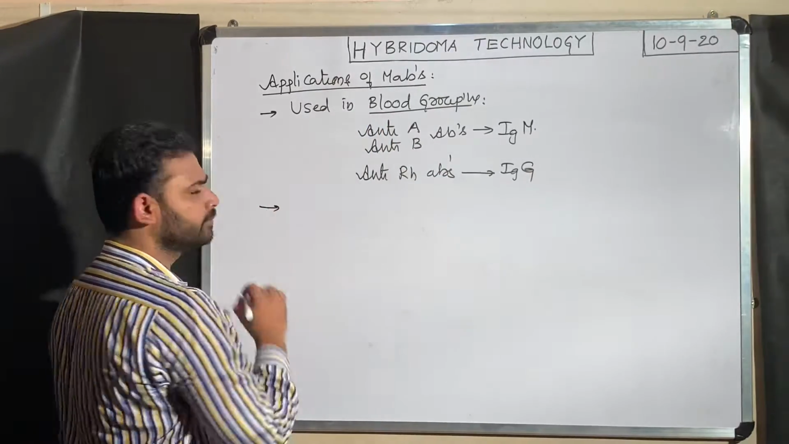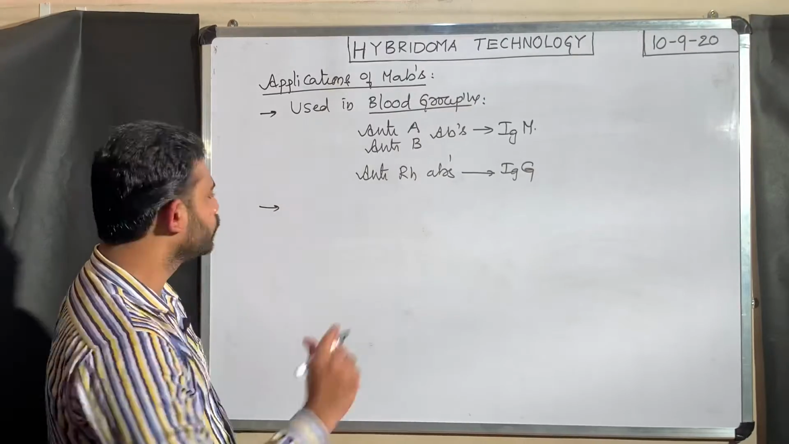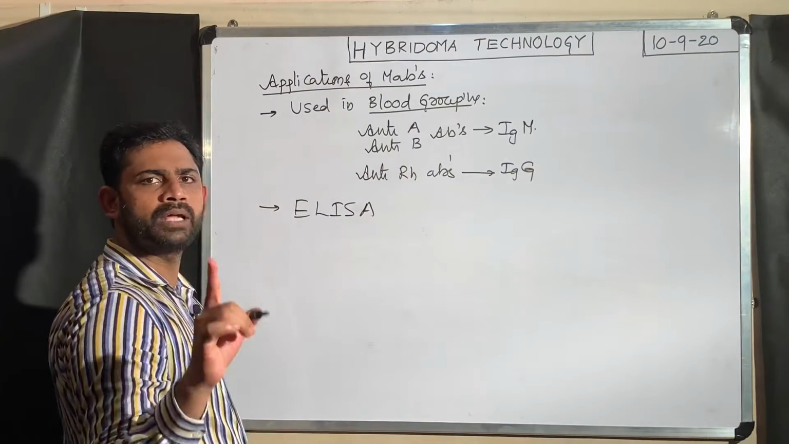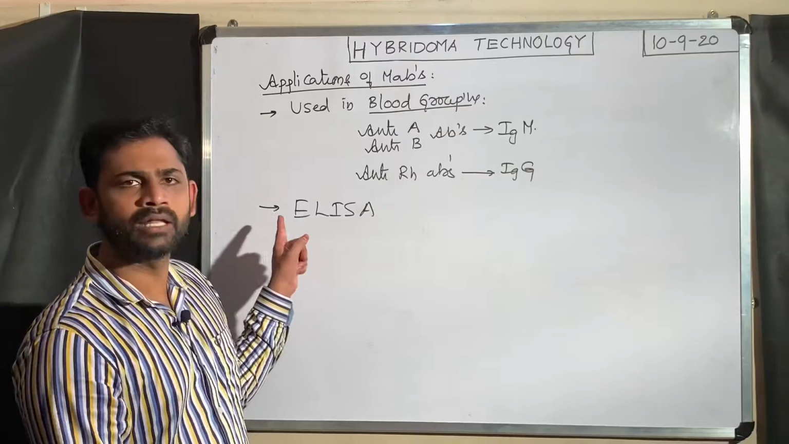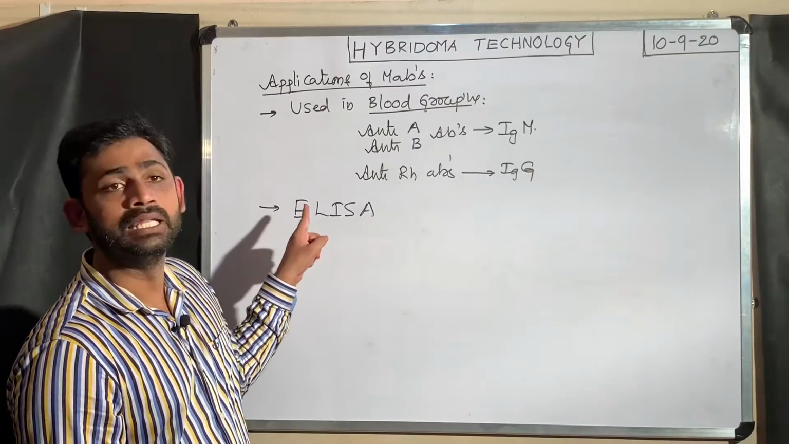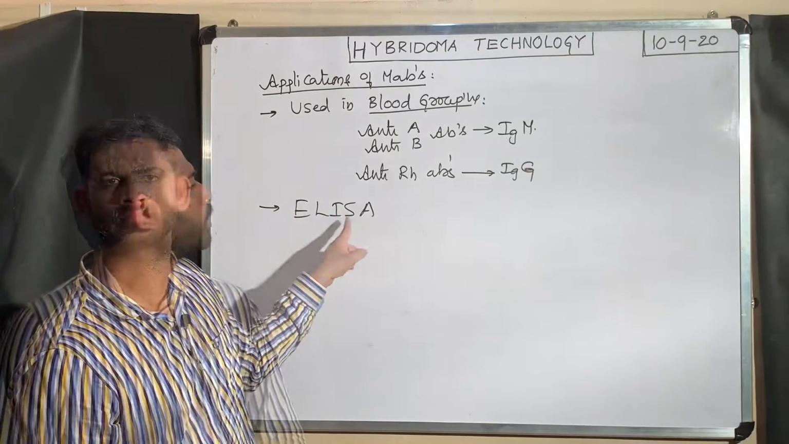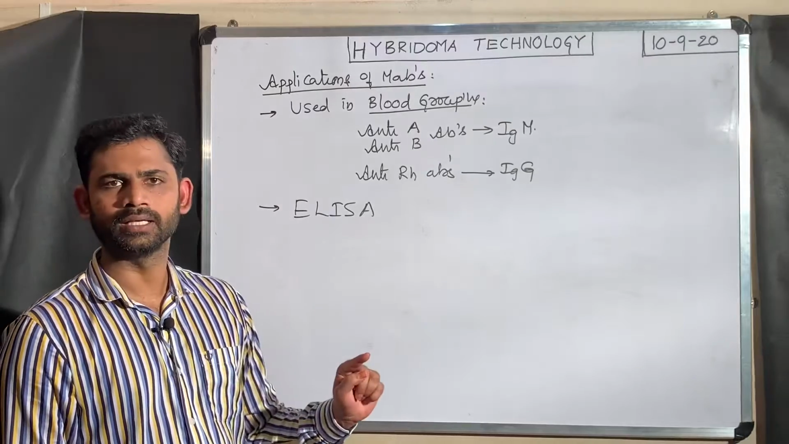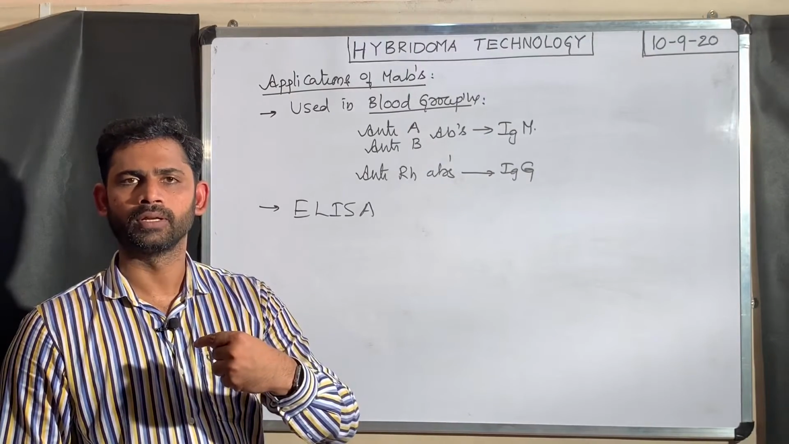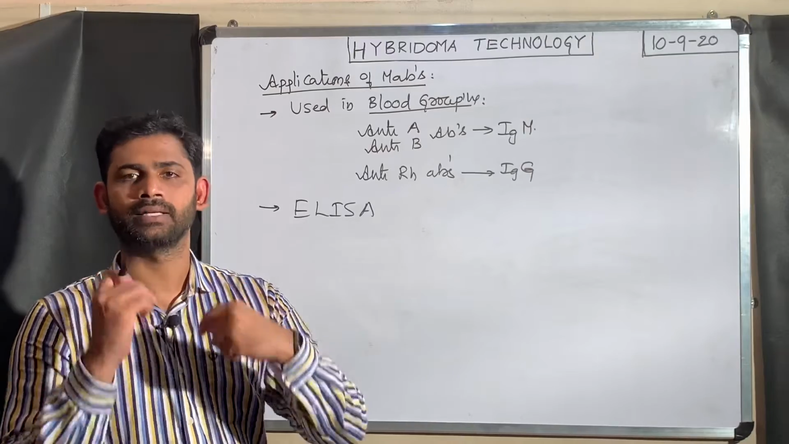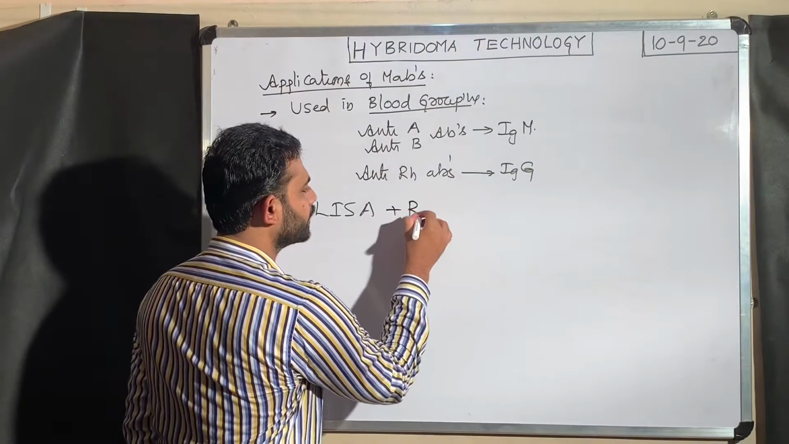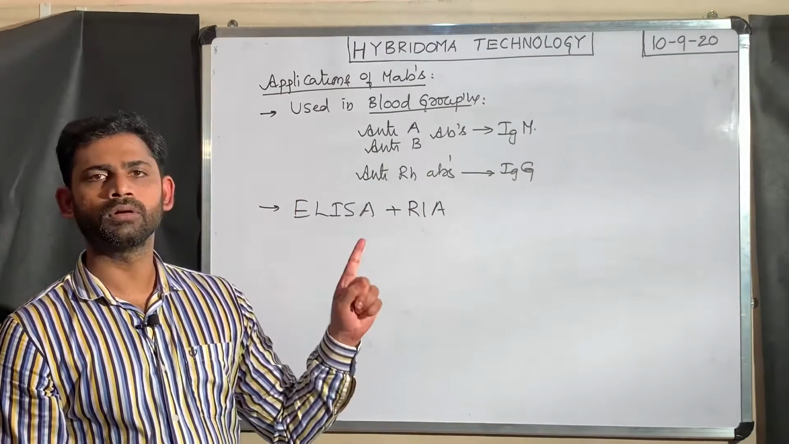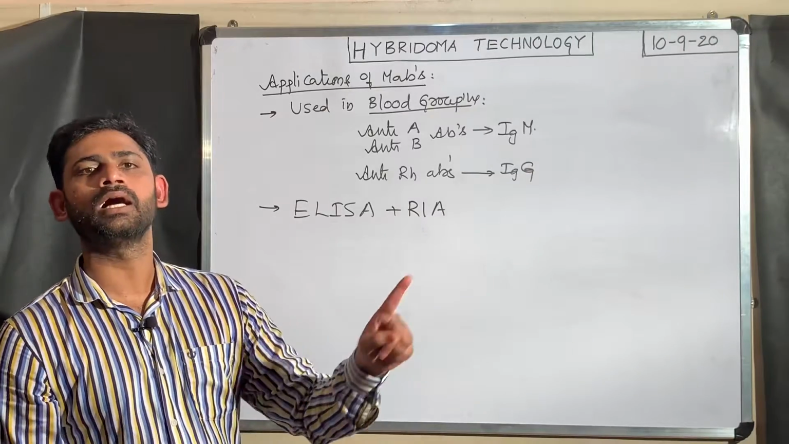The next one is that these monoclonal antibodies are used in techniques. ELISA is a well-known technique used for the primary detection of AIDS. ELISA means enzyme linked immunosorbent assay. In this ELISA, the monoclonal antibody is conjugated with a particular enzyme. Along with ELISA, one more technique is RIA, radioimmunoassay. Without monoclonal antibodies, we can't do ELISA and RIA.